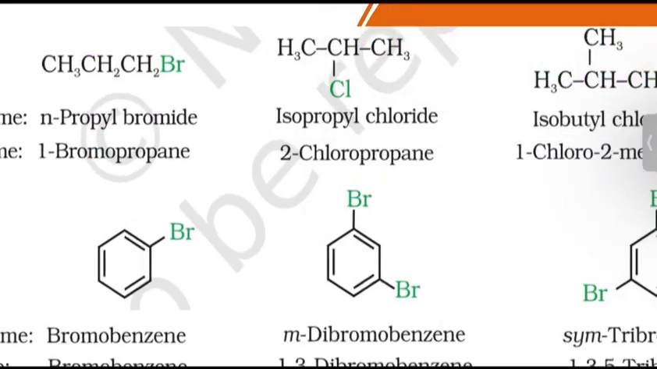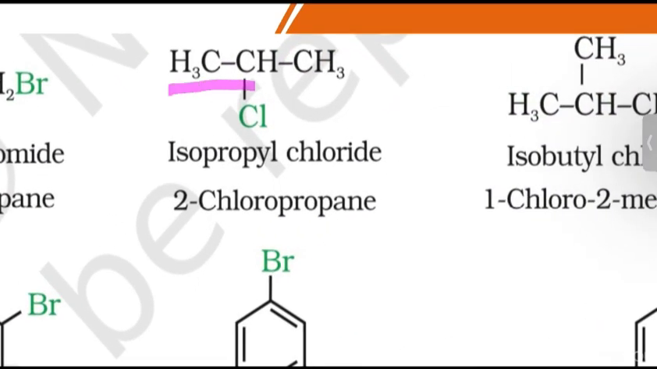So this is isopropyl chloride. This is the common name. And IUPAC name, much easier. I'll start numbering 1, 2, 3. You number from any side, you are getting 1, 2, 3, 1, 2, 3 only. That means the halogen is coming on the second carbon from both the sides. So it becomes 2-chloropropane. Easy.